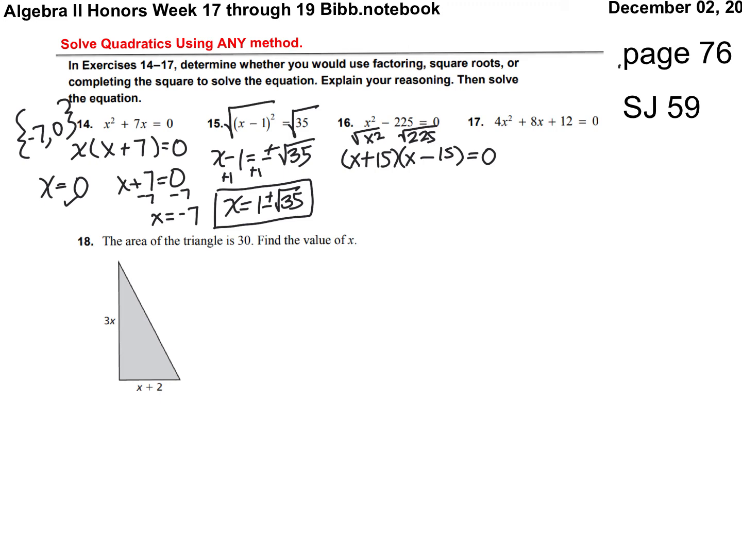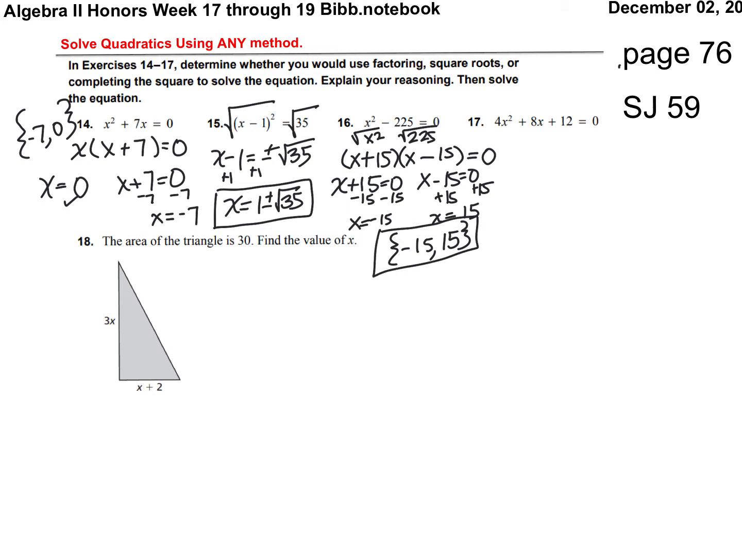Now, I have a factored form of x squared minus 225. I'm going to do the zero product property. I'm going to set each factor equal to 0 and solve. When I solve the first one, I get negative 15. When I solve the second one, I get positive 15. My two solutions are negative 15 and positive 15. And honestly, whatever way you want to write that answer is fine.